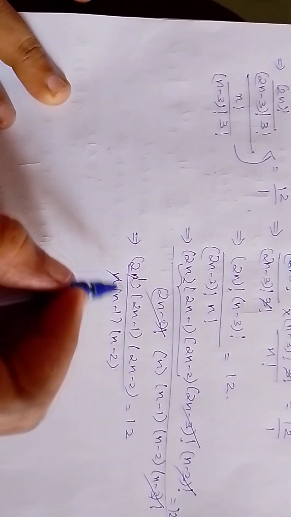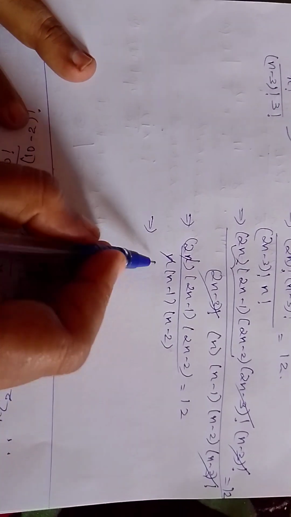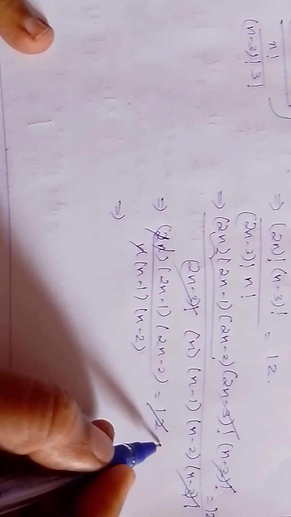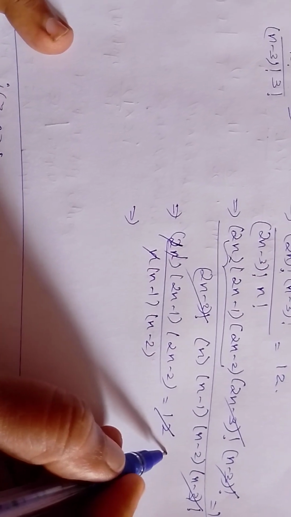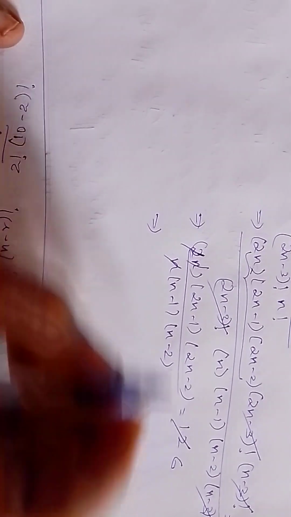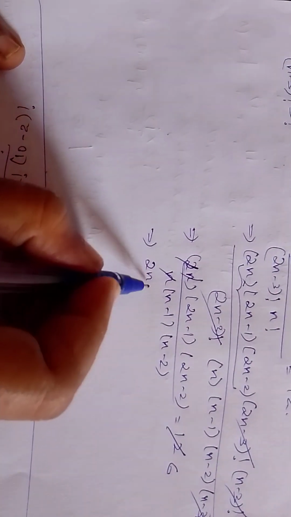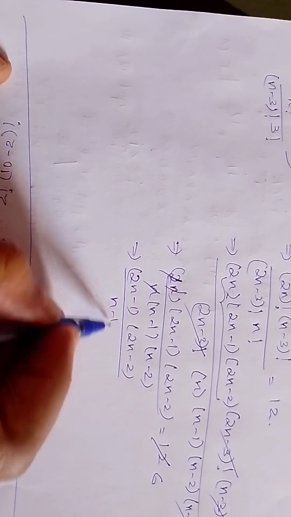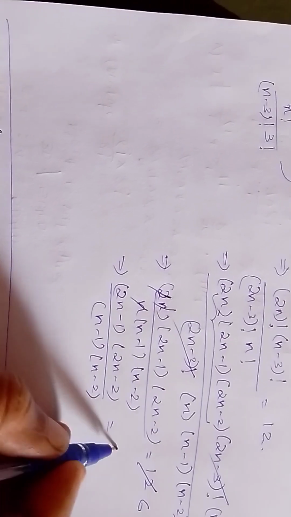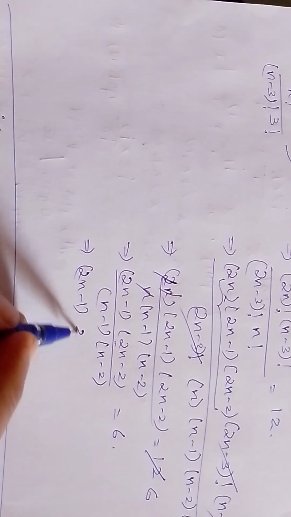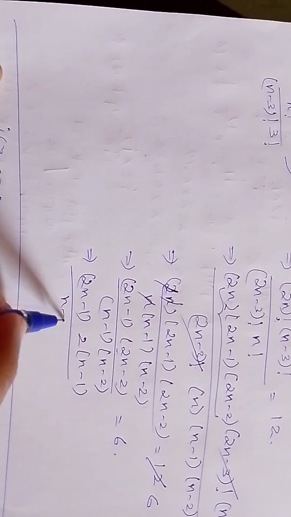This is equal to 12. This n also I can cancel. Also I can cancel this: 2 1s are 2, 2 6s are 12. So I've got here 6. So here I am left with 2n minus 1 into 2n minus 2 divided by n minus 1 into n minus 2 is equal to 6. One more thing I can do, in 2n minus 2 I can take 2 common. So 2 is common, n minus 1, divided by n minus 1 into n minus 2 is equal to 6.